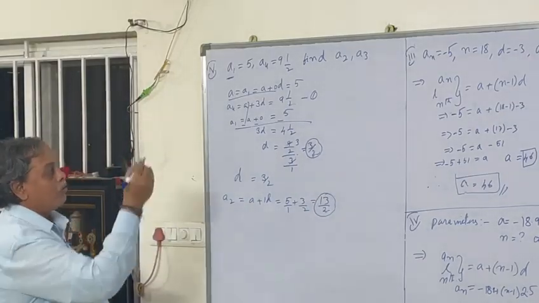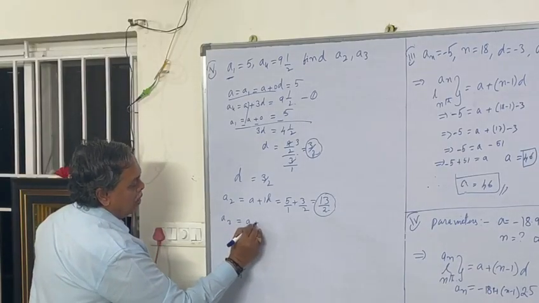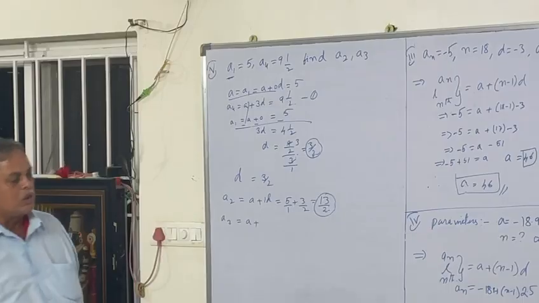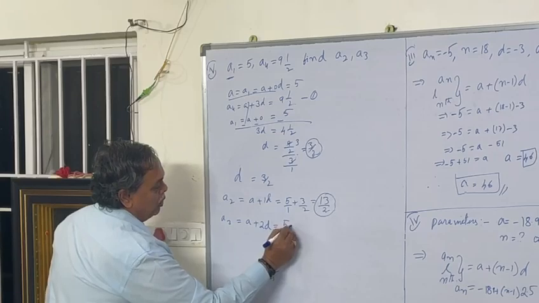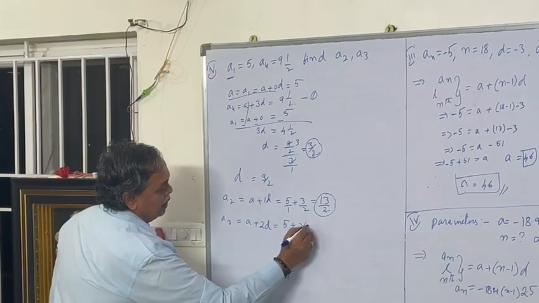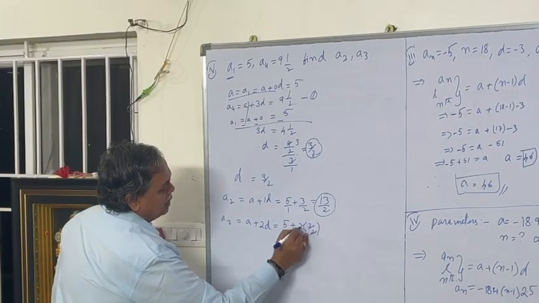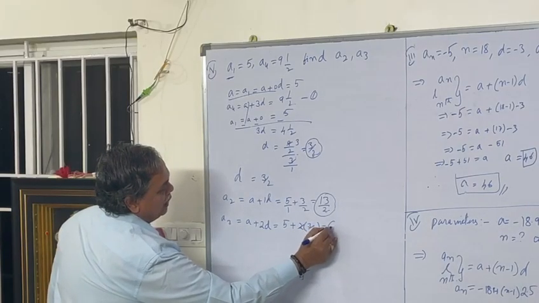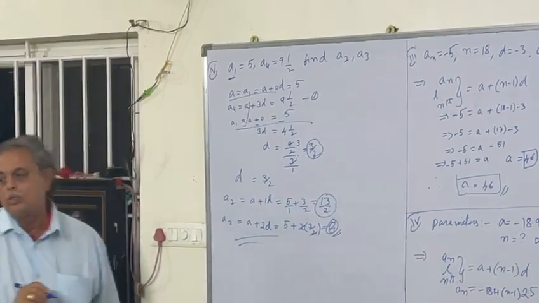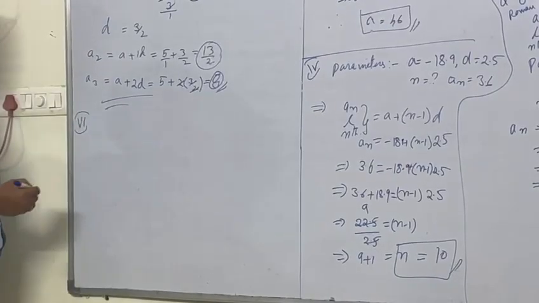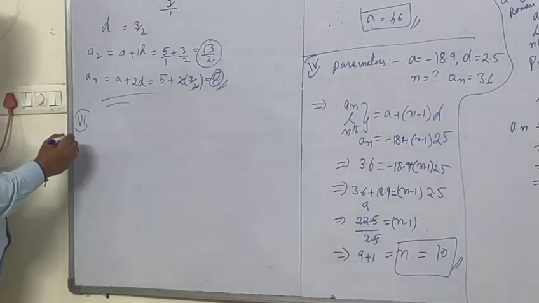Then we will have to find A3. A3 is A plus 2D. A is equal to 5 plus 2 into D, how much? 3 by 2. Then the 2s cancel. What is this? 8 is the answer. This is the answer, positive. This is the 6th Roman. Call it as a Roman number, the 6th Roman.